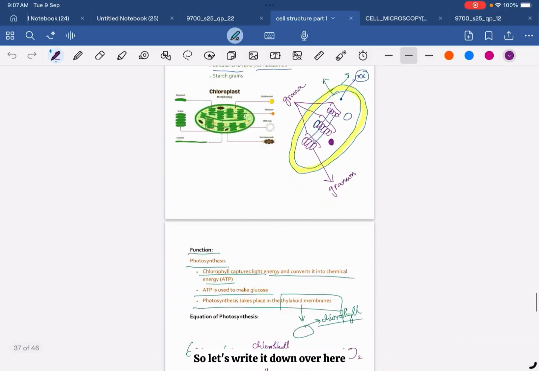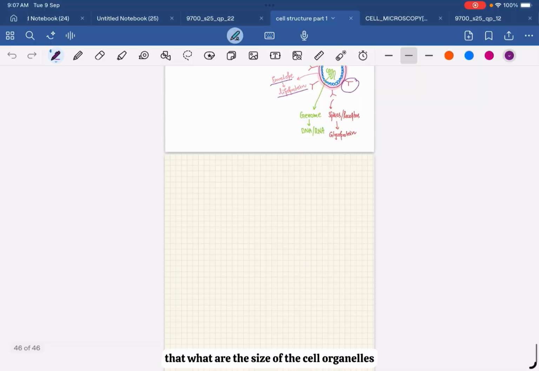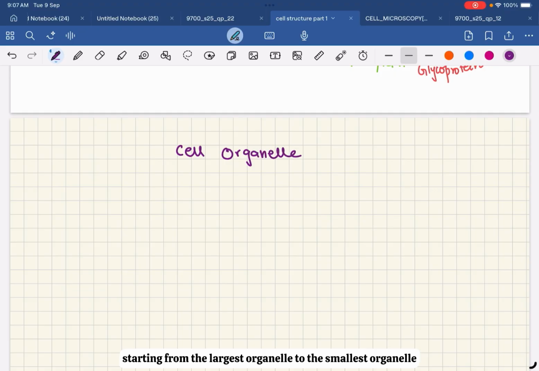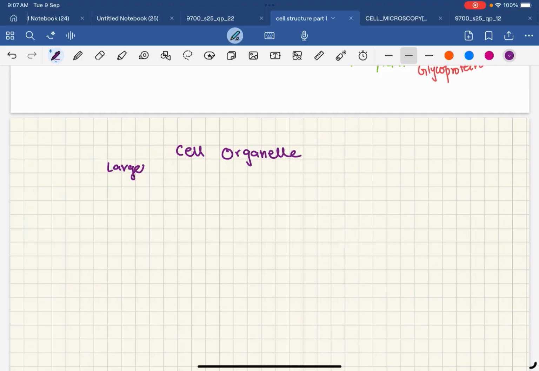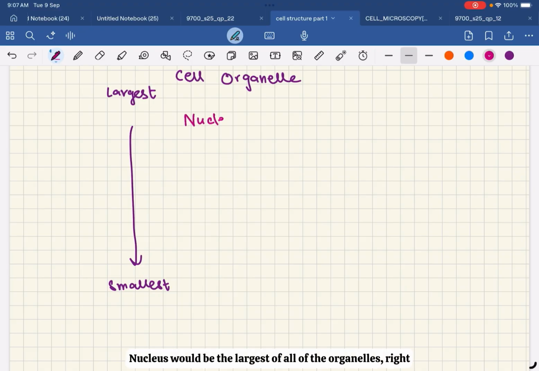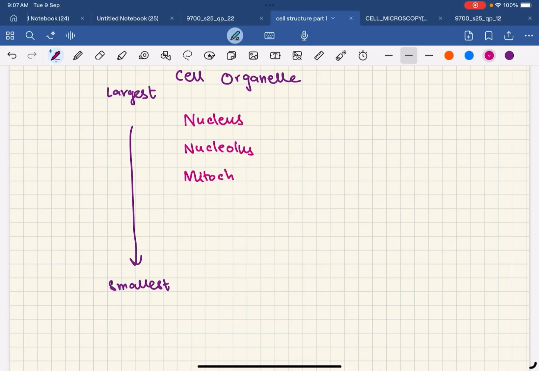So let's write down the sizes of the cell organelles, starting from the largest organelle to the smallest organelle. First of all, we will have the nucleus. The nucleus would be the largest of all of the organelles, right? And then there would come the nucleolus. Then there would come the mitochondria. Mitochondria is smaller than the nucleolus.